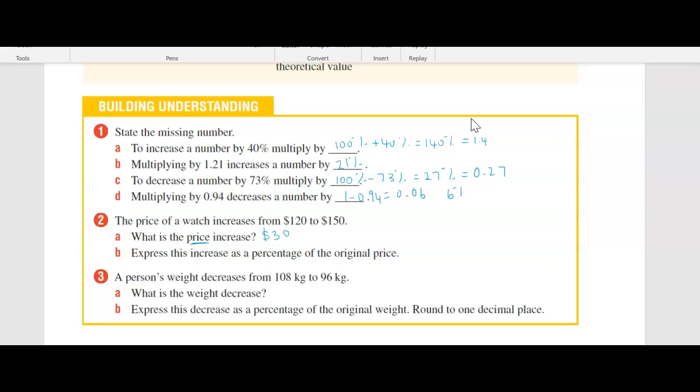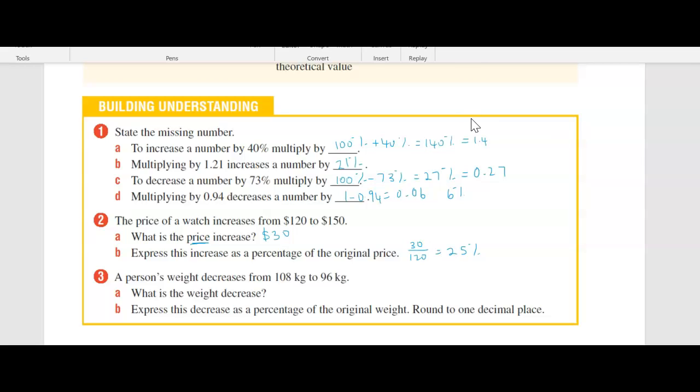Express this increase as a percentage of the original price. So it's going to be 30 over 120, and that is 25%. All right, so it's a 25% increase in the original price.